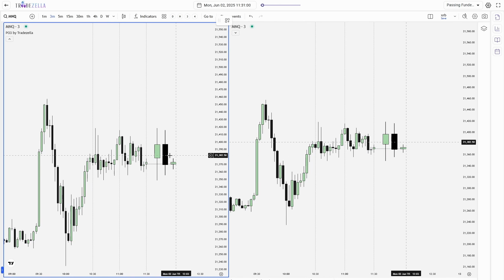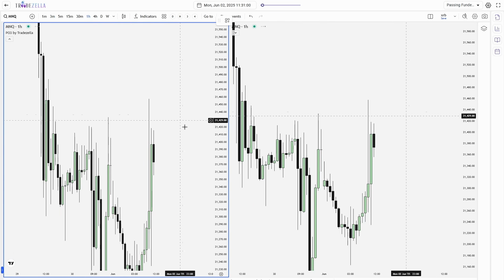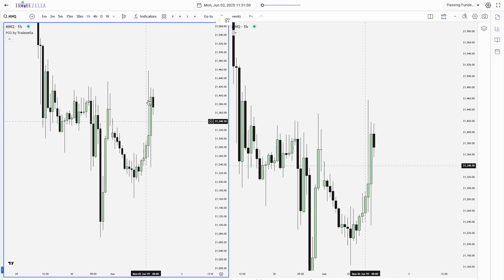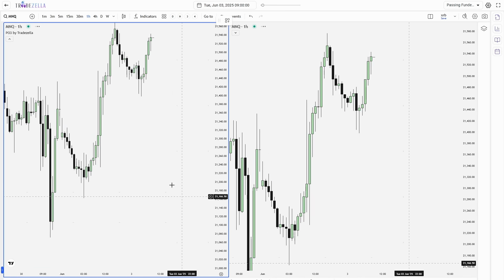And the price is just chopping around because we have consumed too much of the daily range expansion, and we will skip it to next day's New York session.